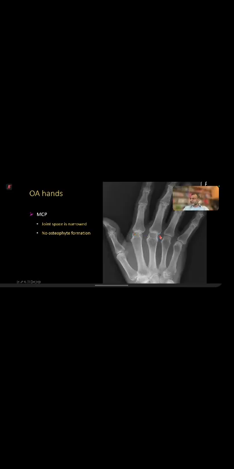Look at here. Look at the significant loss of joint space, but osteophyte is not very common. So, contrary to the DIP or PIP joints, osteophytes are usually not seen in the MCP joints. So there is a little bit of difference between the osteoarthritis of the DIP or PIP joints and the MCP joint.